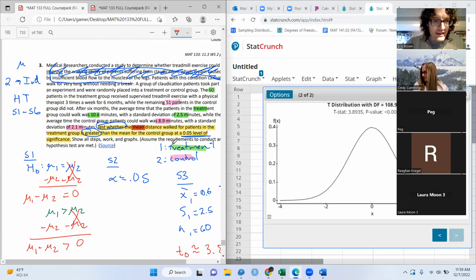Right. So we could say there is enough evidence to show there's a difference between the treatment and the control group. Or you could say there is enough evidence to show the mean distance walked. Oh, that was a lot easier than what I wrote. Same here. Yeah. So you can shorten it. You just need to make it clear that you understand the context.